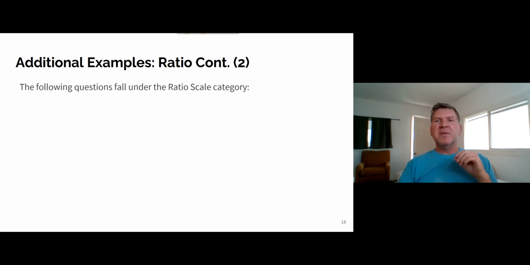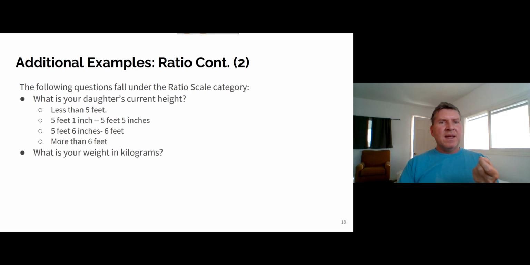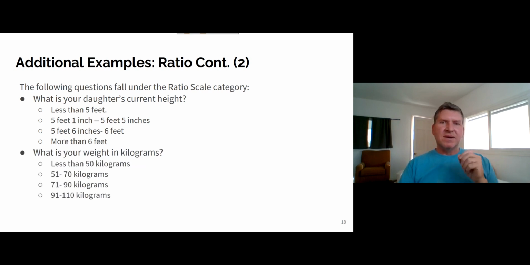Here are some questions that we can use the ratio scale category to answer. What is your daughter's current height? And then we give a couple of choices. And what is your weight in kg? And you can see here, we have a couple of different options. But we can take the mean or the midpoint of each of these. We can get some additional statistics based on those means of each of the 4 values and compare them.